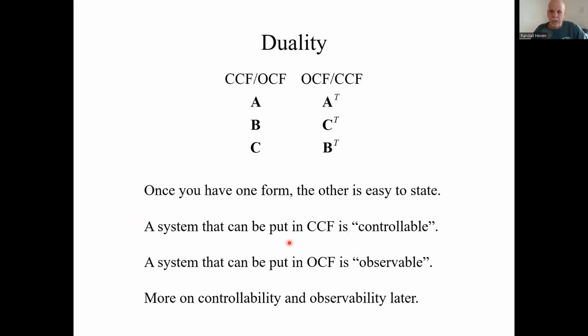Here's something we'll talk about in later videos. If you can put the system in control canonical form, it is controllable. If you can put it in observer canonical form, it is observable. We'll talk more about those later.